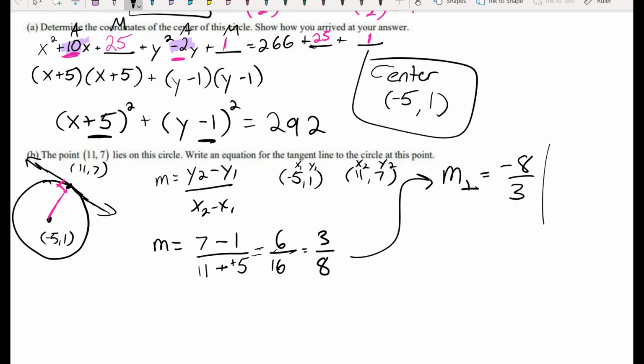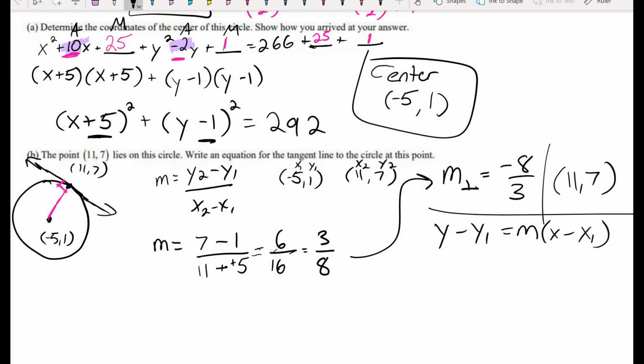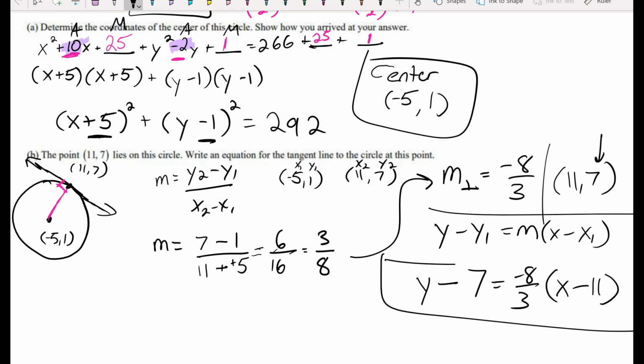And the point that the line definitely goes through is 11, 7. So if I know a slope and a point, I can always plug into point-slope form. y minus y1 equals my slope, m, times x minus x1. y minus, the y-coordinate of the point is 7, the slope is negative 8/3, and the x-coordinate of the point is 11. So you don't need to solve for y, that's as far as you need to go. That represents the equation of a line tangent to the circle at 11, 7.